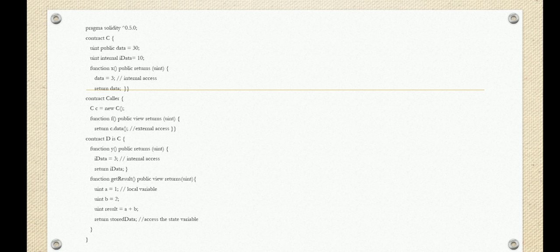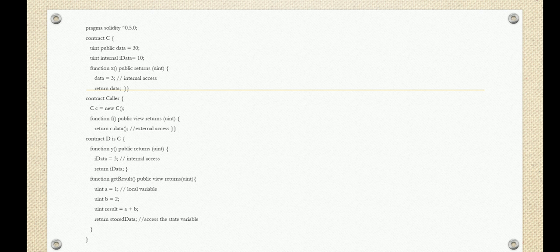Then we define one more contract, contract D is C. You can see that we can extend contracts. In Solidity, inheritance is also possible, like creating a new class from an already existing class. Here we use the keyword is. The is keyword is used to achieve inheritance in Solidity programming. Now we are defining a contract D, which inherits the properties of C. D is C, like that.